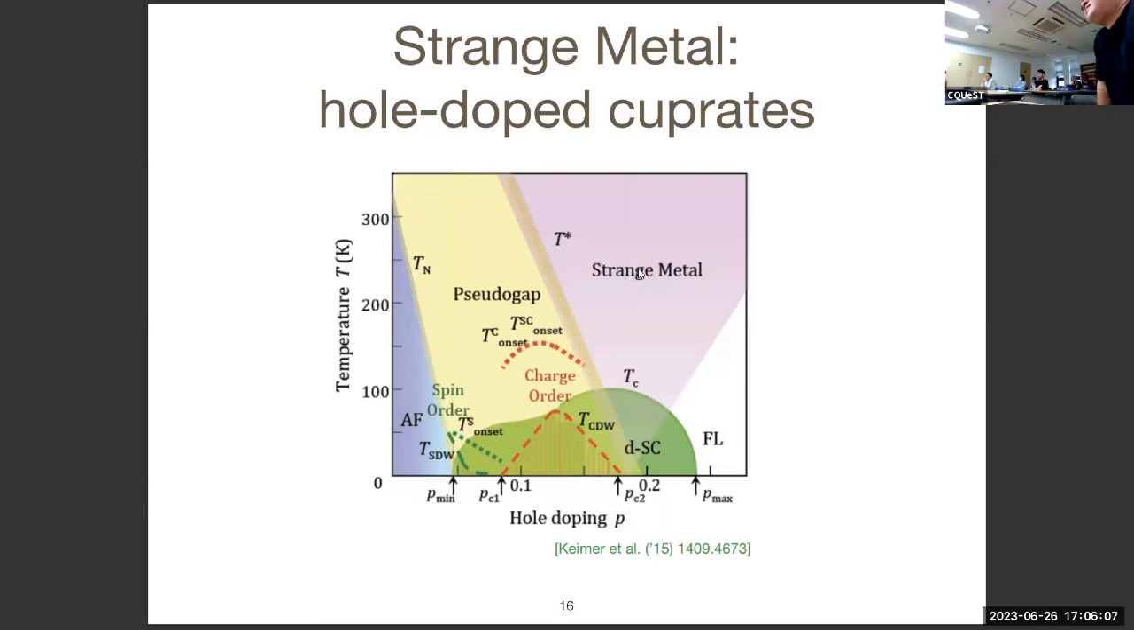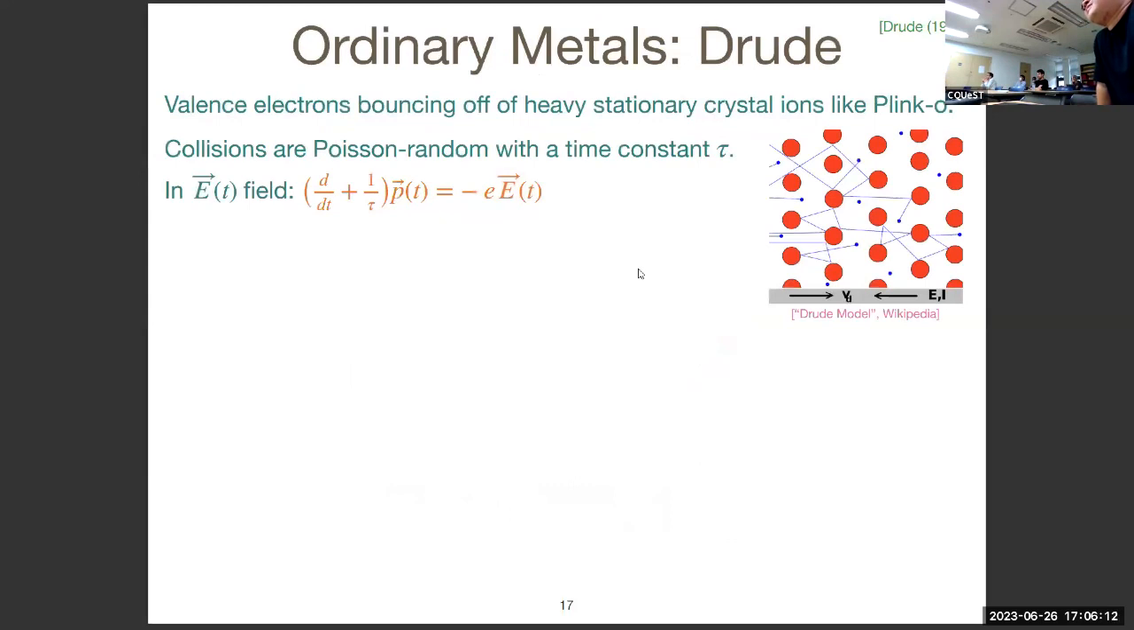But since the question was asked, let me talk about what the strange metal is. However, before I get to the strange metal, perhaps I should talk about what ordinary metals look like, so that we can appreciate why strange metals are called strange metals. So this goes back to the work of Drude in 1900.